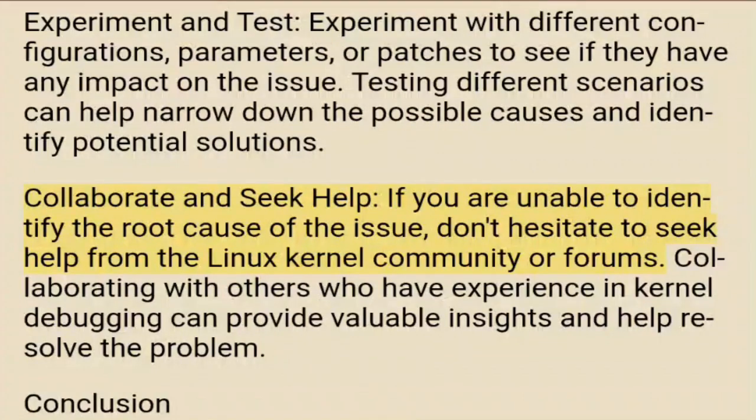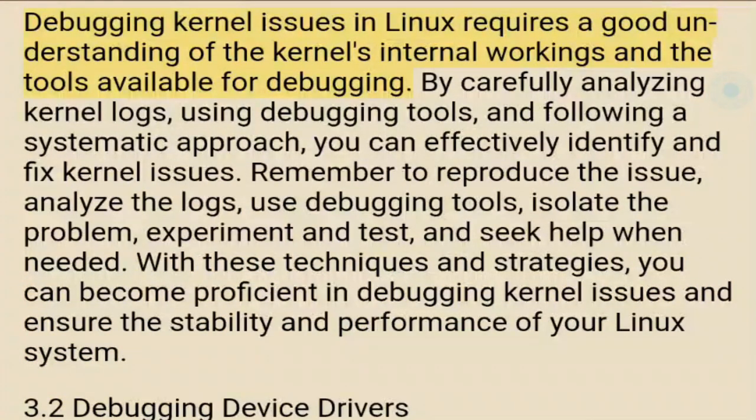Collaborate and seek help. If you are unable to identify the root cause of the issue, don't hesitate to seek help from the Linux kernel community or forums. Collaborating with others who have experience in kernel debugging can provide valuable insights and help resolve the problem. Conclusion. Debugging kernel issues in Linux requires a good understanding of the kernel's internal workings and the tools available for debugging. By carefully analyzing kernel logs, using debugging tools, and following a systematic approach, you can effectively identify and fix kernel issues. Remember to reproduce the issue, analyze the logs, use debugging tools, isolate the problem, experiment and test, and seek help when needed. With these techniques and strategies, you can become proficient in debugging kernel issues and ensure the stability and performance of your Linux system.